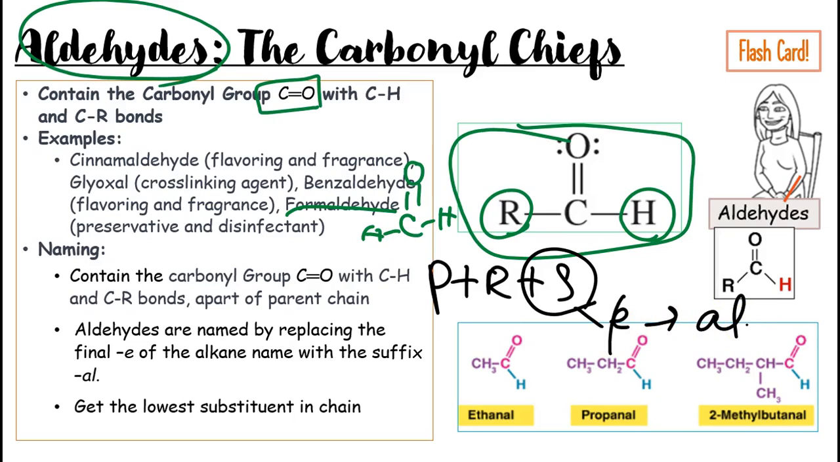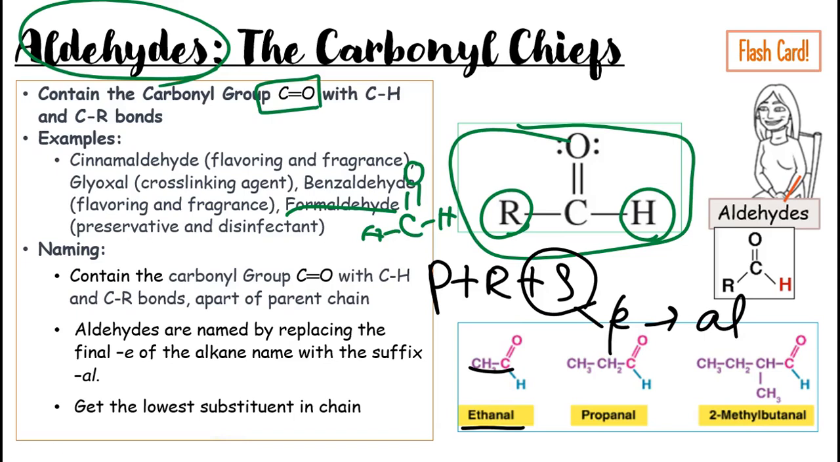Okay? So for example, two carbons here, but there's a carbonyl group. That's going to be ethanal. So the eth part comes from two carbons. The "anal" is going to come from the fact that we replace the E with the "al." Then we have propanal, 2-methylbutanal, etc. Same thing happens whenever you have that carbonyl group. It is actually going to be a part of the parent chain, so it will be a part of the counting. So you just want to make sure that that carbonyl group gets the lowest substituent number possible.